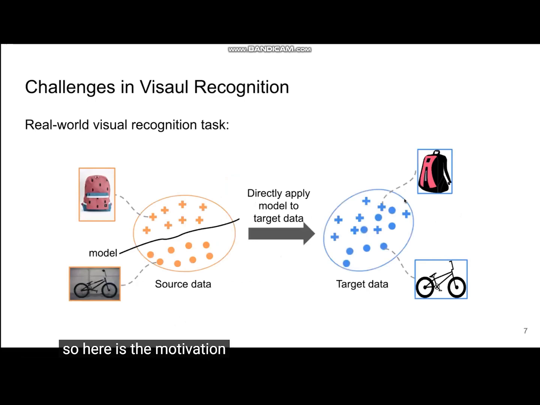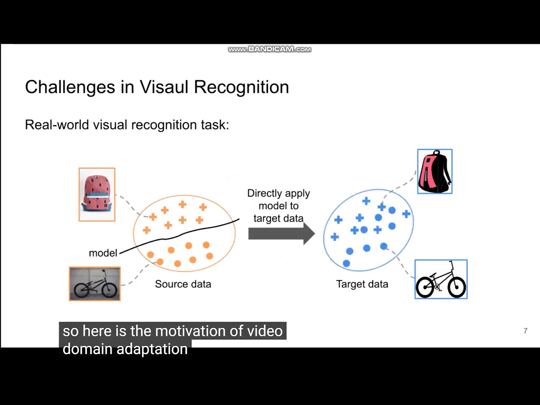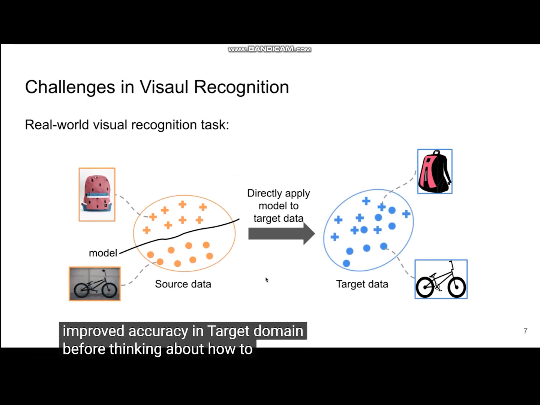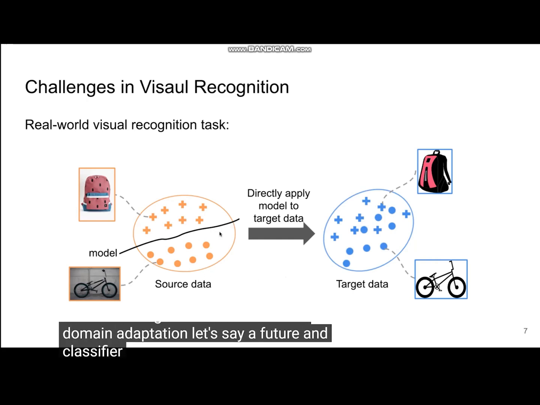So here is the motivation of visual domain adaptation. The goal is that we want to adapt the model from source domain to target domain, and improve the accuracy in target domain.